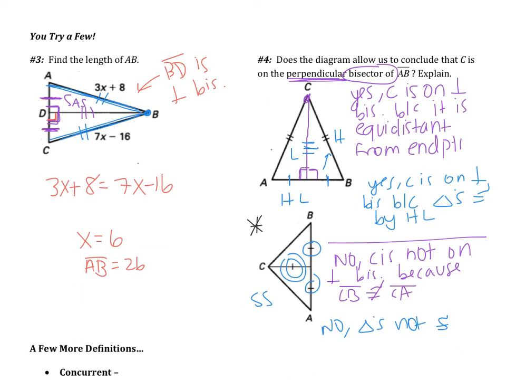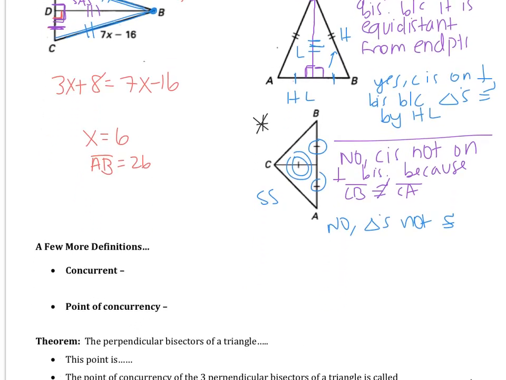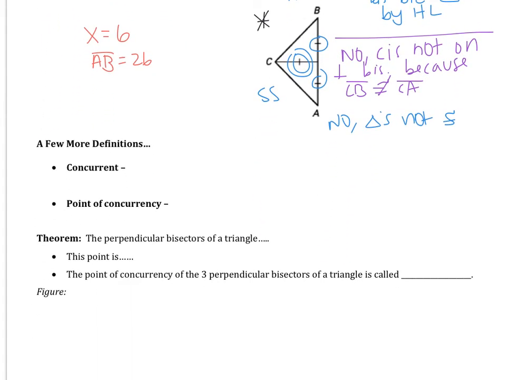Now, we still have some more stuff to learn, so let's move on to a few more definitions. Concurrent just means that the lines intersect. So the point of concurrency is a point where multiple lines intersect.